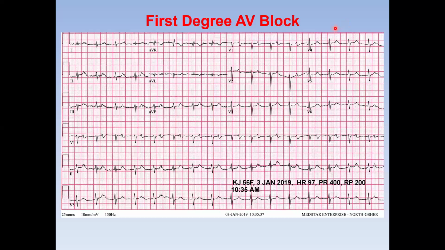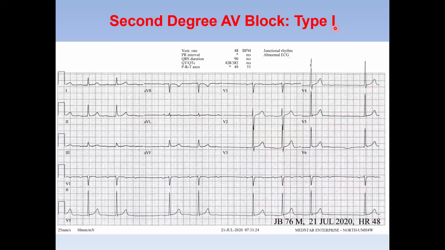So second degree AV block, this is type 1, Wenckebach. You can see in this rhythm strip the PR interval is a little long and then gets longer and then gets blocked. And then the PR interval after the block is short. This is the key point to look at. If you look at the PR interval before the block, longer and shorter, that's Wenckebach AV block.